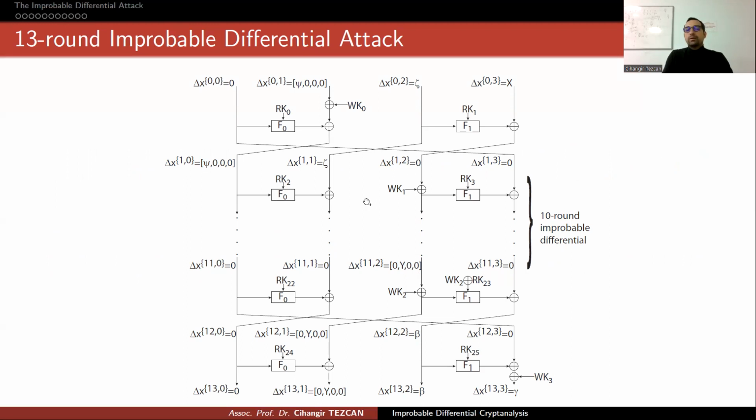So let's add 1 round to the top. So this goes here. 0 goes here. This one goes here. So since there is a non-zero difference here and 0 difference here, they have to cancel each other. So there is some unknown difference here. So you add 2 more rounds to the bottom. So you just follow these and see what kind of stuff happens. So once you do it, you observe some 0 differences in some places, but non-zero differences in some places.